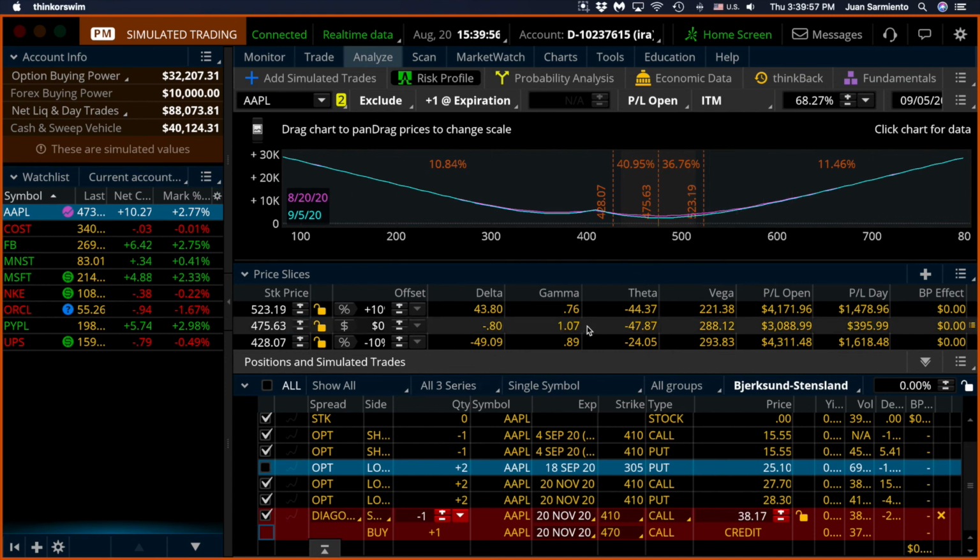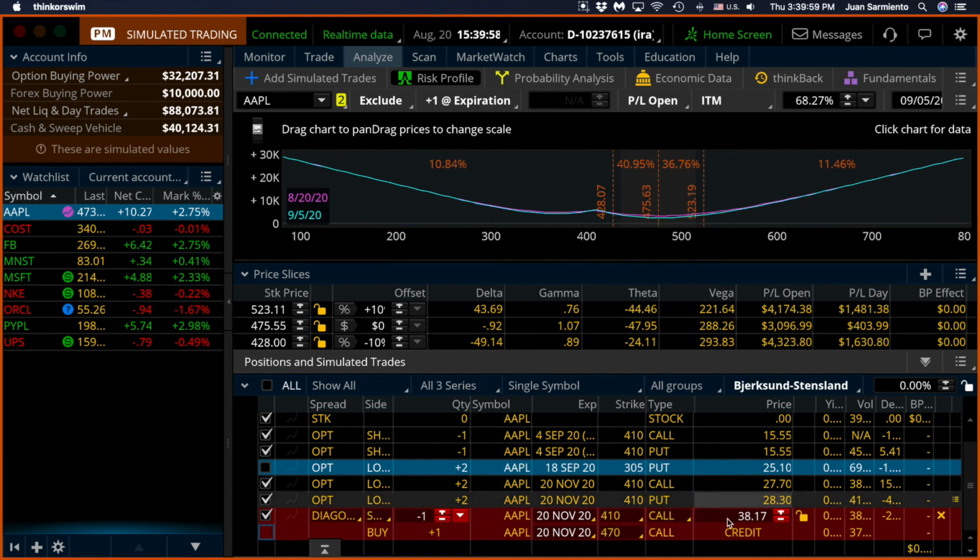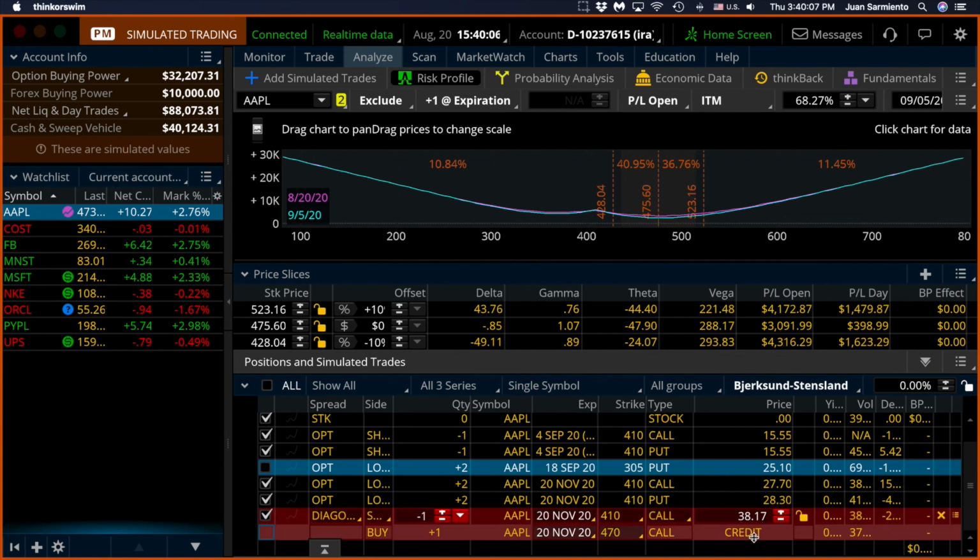But if Apple continues to go up, I'm going to keep on making money, and I'm collecting quite a bit of money by doing that. That's 38 times 100, $3,817 I collect by doing this roll up. That means I am lowering the amount of money that I have in this trade. Okay, so let's do that.